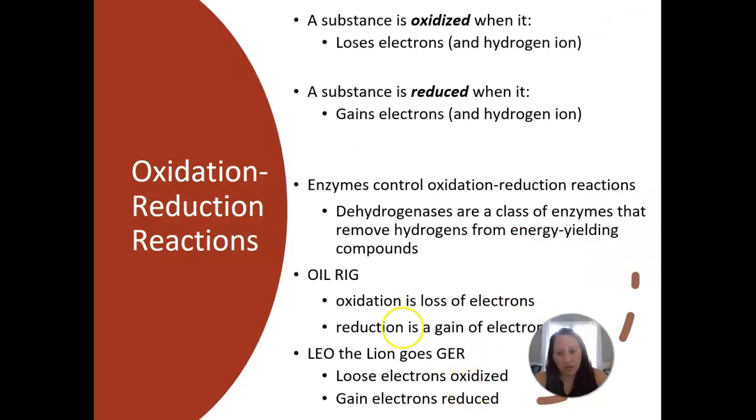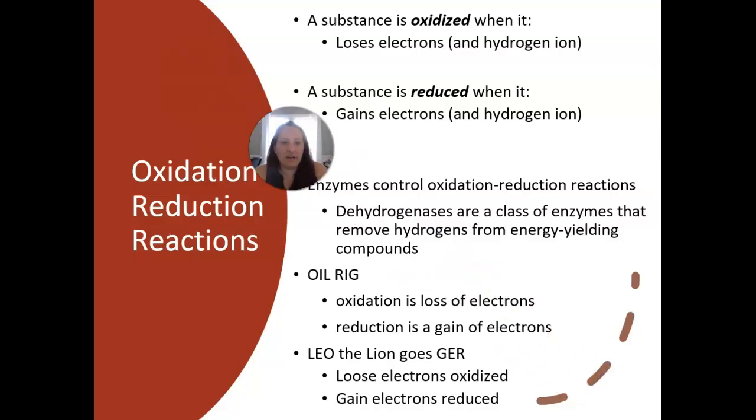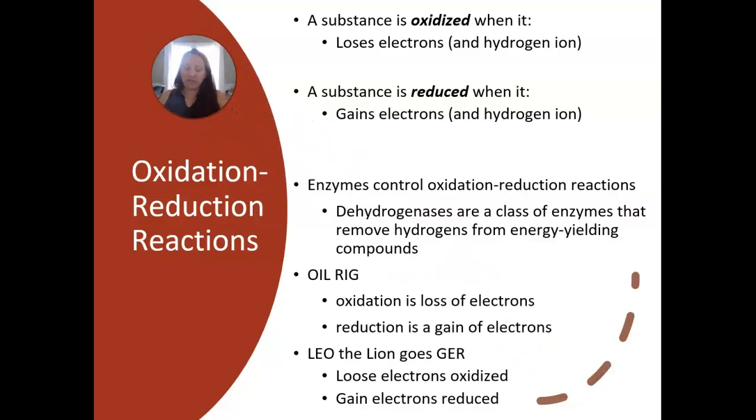All right, so let's make sure we have definitions here. Whatever substance is being oxidized, we say that it loses electrons. I should also tell you that hydrogen ions go along as well. The substance that is reduced gains electrons. There will be enzymes at every step of these pathways controlling these oxidation reduction reactions.